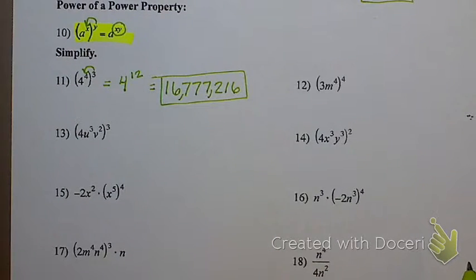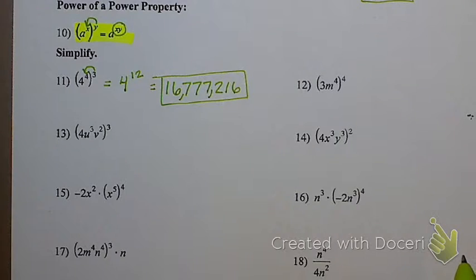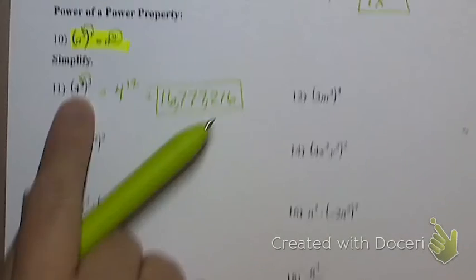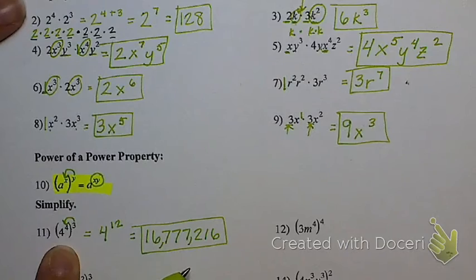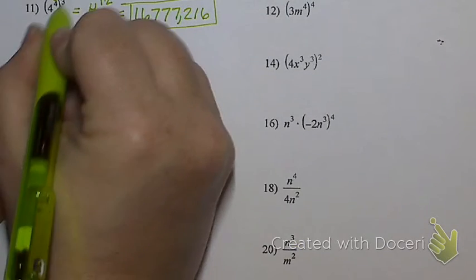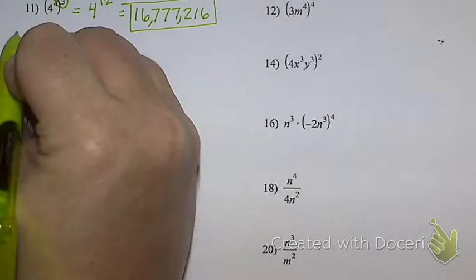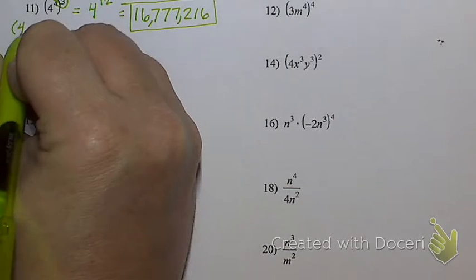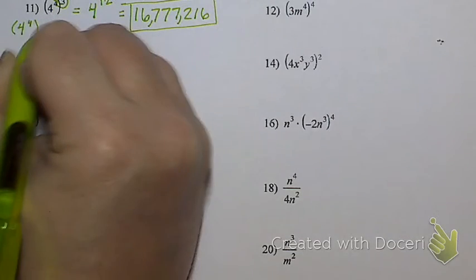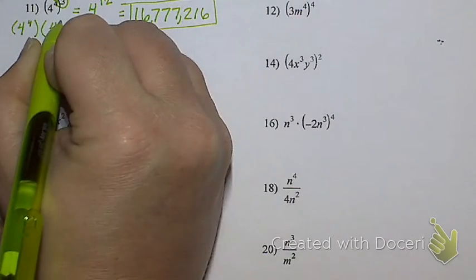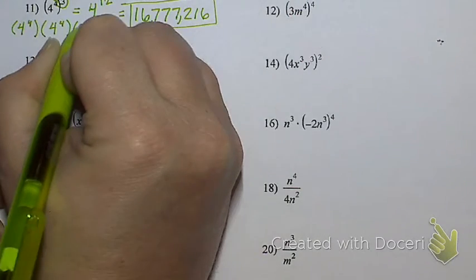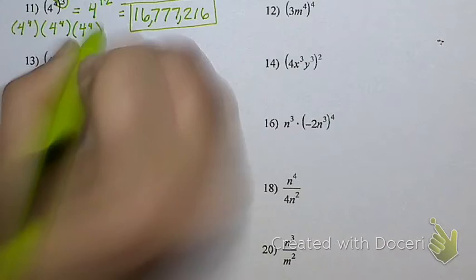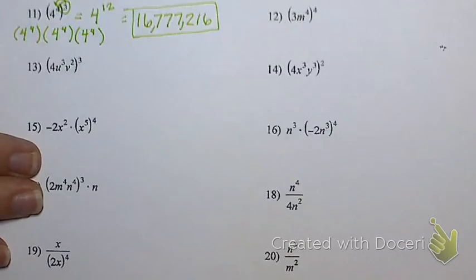Okay? Now, why is that the case? Why do we multiply here? Well, let me show you the long way of thinking, just like I did up here in number 2, so that you can understand it a little better. If I have something that's being cubed, doesn't that mean that I take it and I multiply it by itself how many times? 3 times? Isn't that what cubed means?